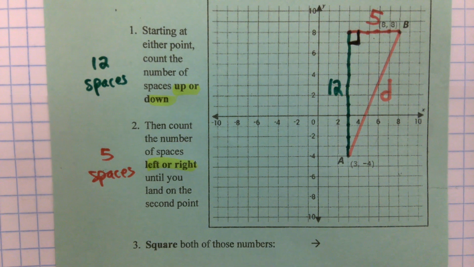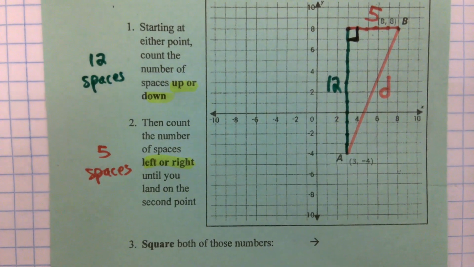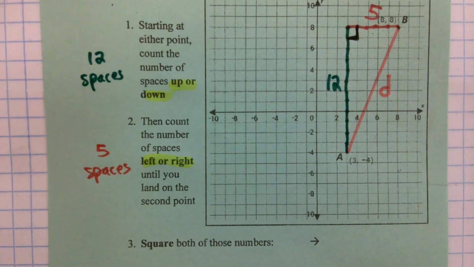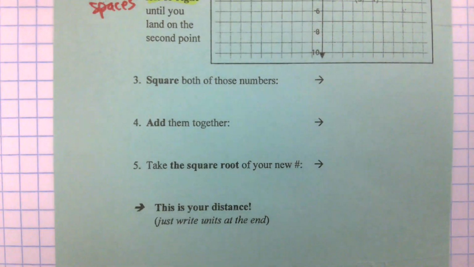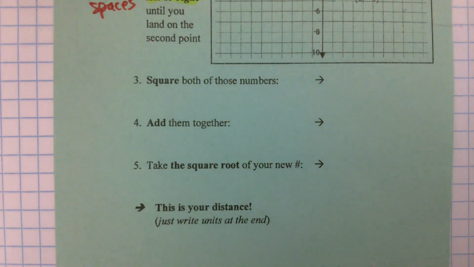All right? There's no x1, y1, x2, y2. There's no plugging them in and subtracting and 2 minuses make a plus. All of that confusing stuff goes out the window. Here's what we're going to do. It's very simple.